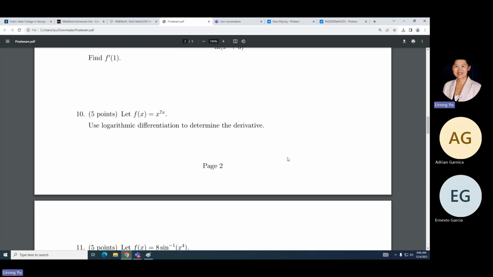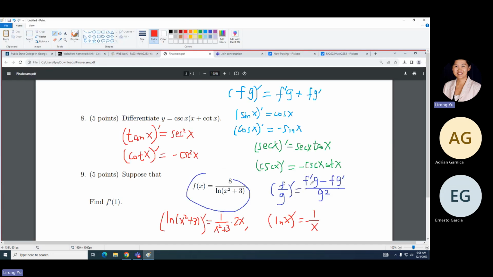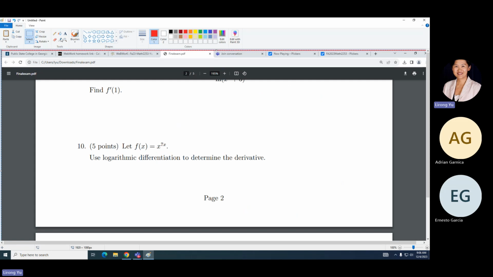All right, number 10, it says logarithm differentiation. So you might want to try to review what is log differentiation. That is, you first have to have a logarithm function, and then you will differentiate. So the process will be making y equal to x^7 to the x. And then we're going to do the log first. So you take the logarithm of the left side and the logarithm of the right side.